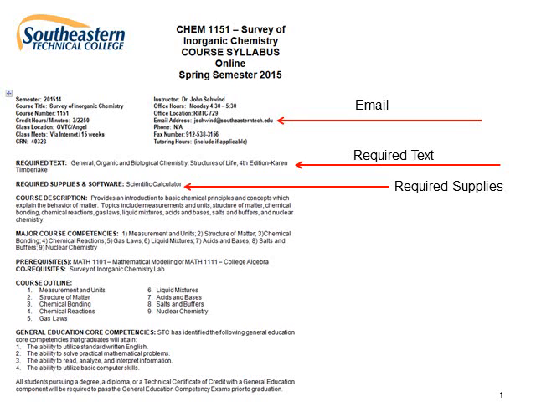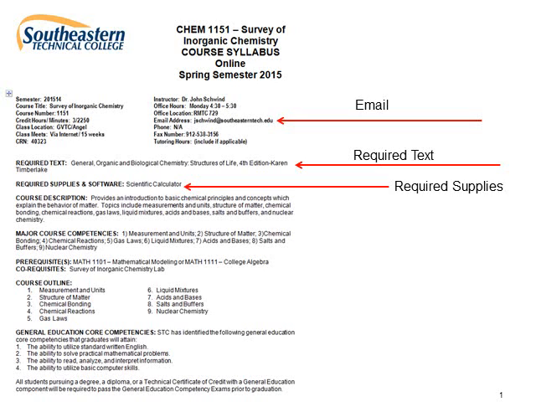My email address is jschwind@southeasterntech.edu. The required text for this course is General Organic and Biological Chemistry, Structures of Life. Should be the 4th edition, written by Karen Timberlake. You will be required to have a scientific calculator for this course in order to complete the calculations in the homeworks and the exams.